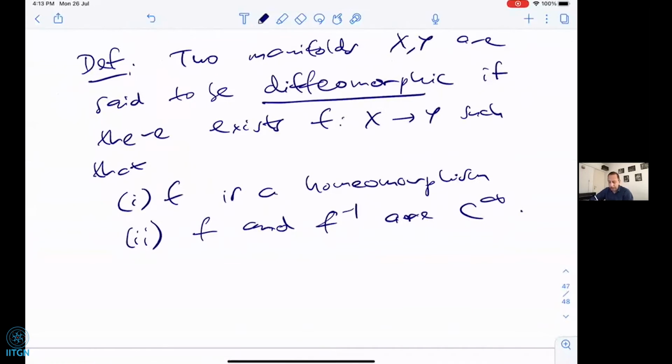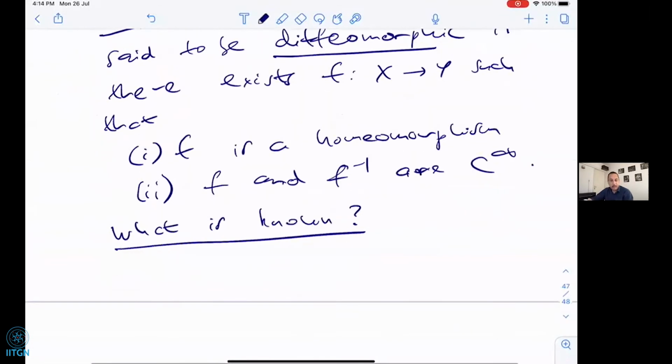Now, I was asked, I think last time, what is known about some common manifolds that we might talk about. And so I looked it up so that I don't tell you anything wrong. And the interesting thing is that among spheres, the one sphere is just a circle.